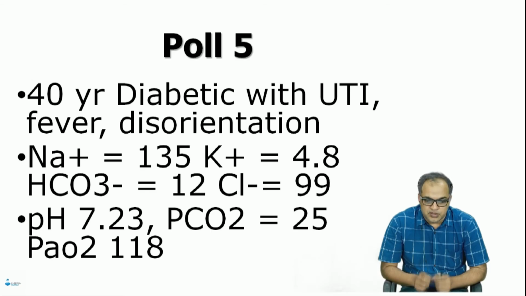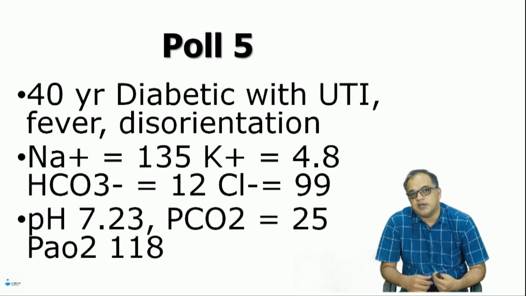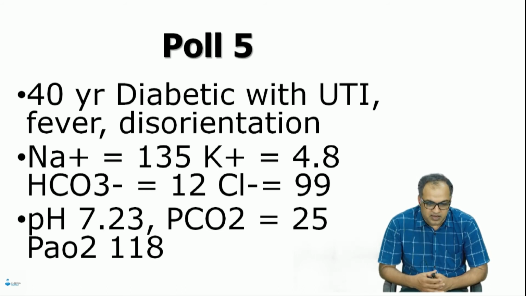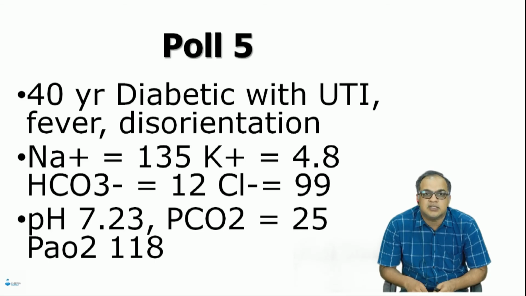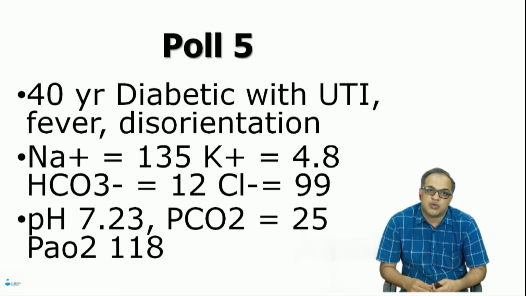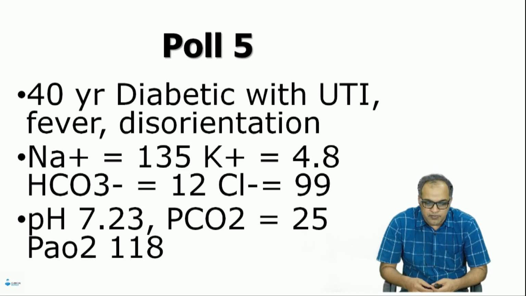pH is 7.23. Is it acidemic or alkalemic? If it was more than 7.4, it would be alkalemic. If it is very less, it is acidemic. It is 7.23, so it should be acidemic. Okay, what about the primary disorder? Where is the CO2? Where is the bicarbonate? CO2 is 25, more towards alkalosis. Bicarbonate is more towards acidosis. pH acidosis, bicarb acidosis. This is more of a metabolic acidosis. The primary disorder is metabolic acidosis.